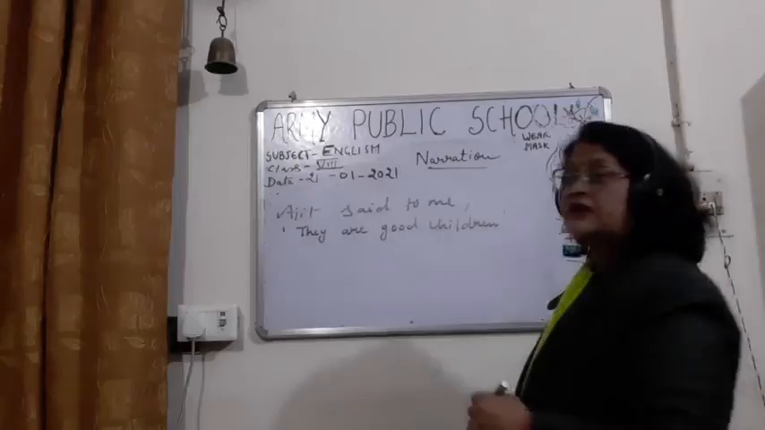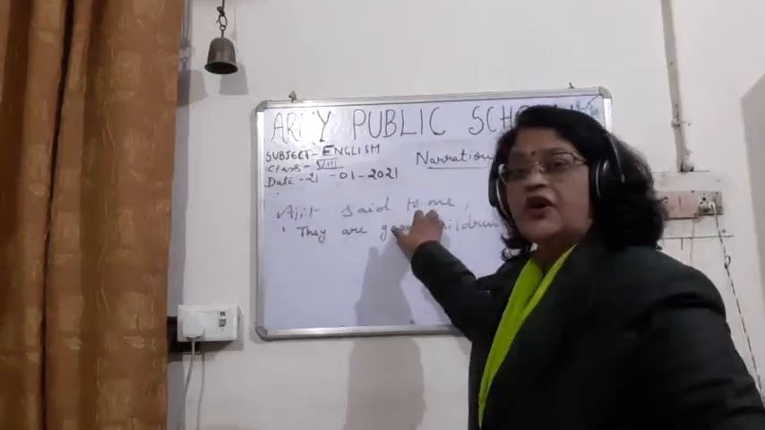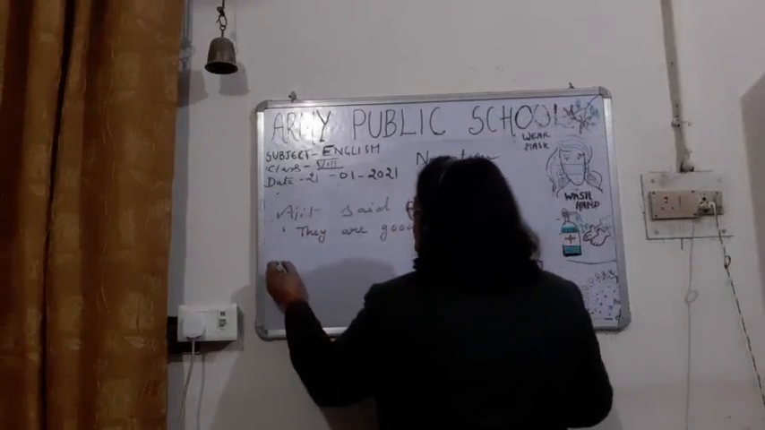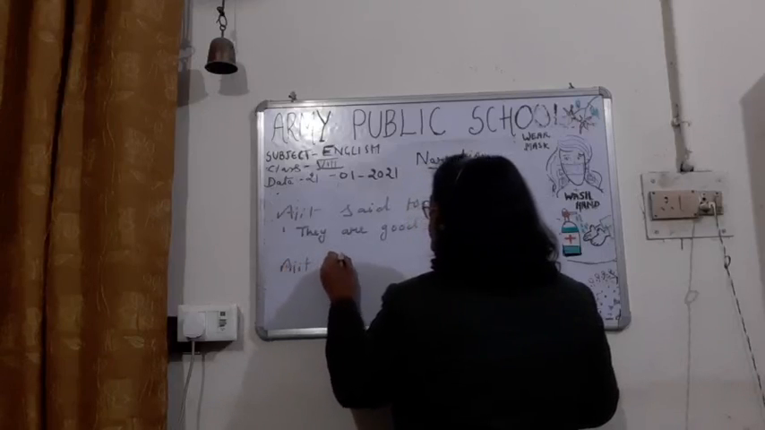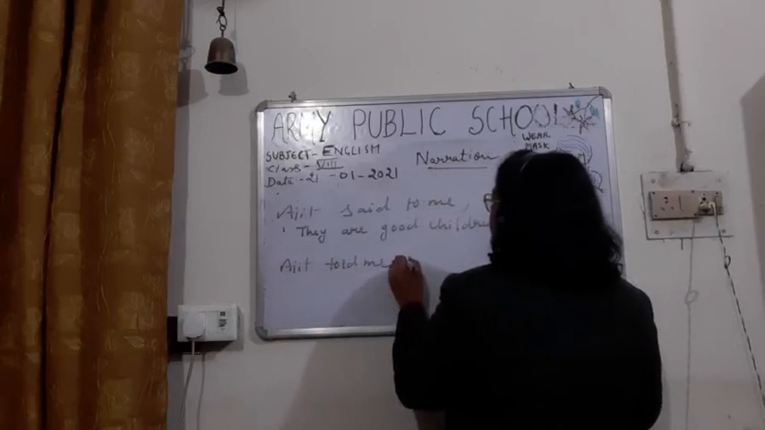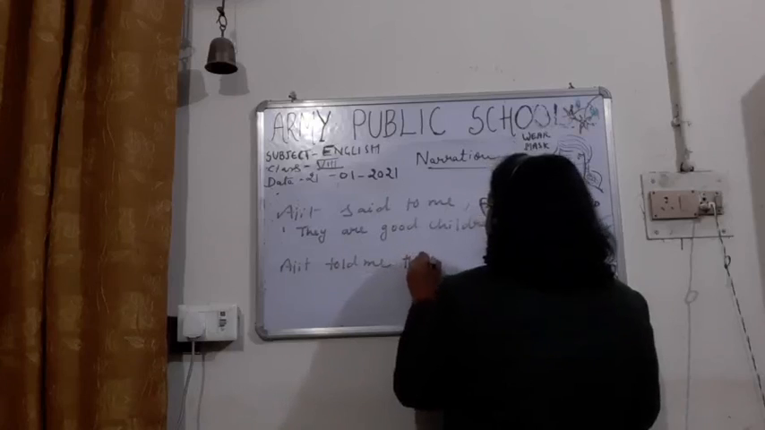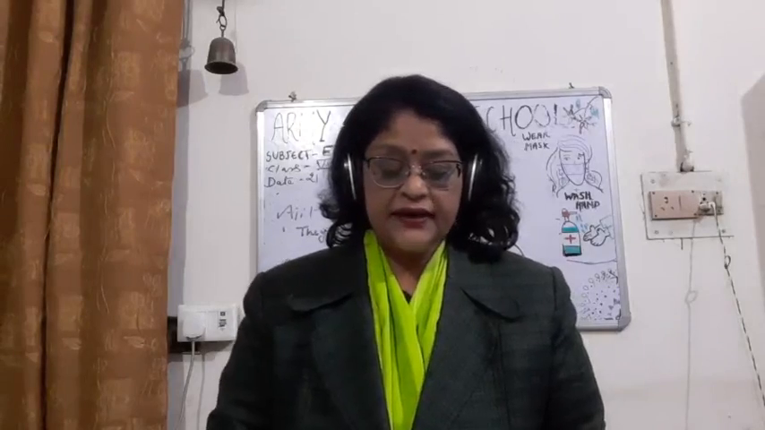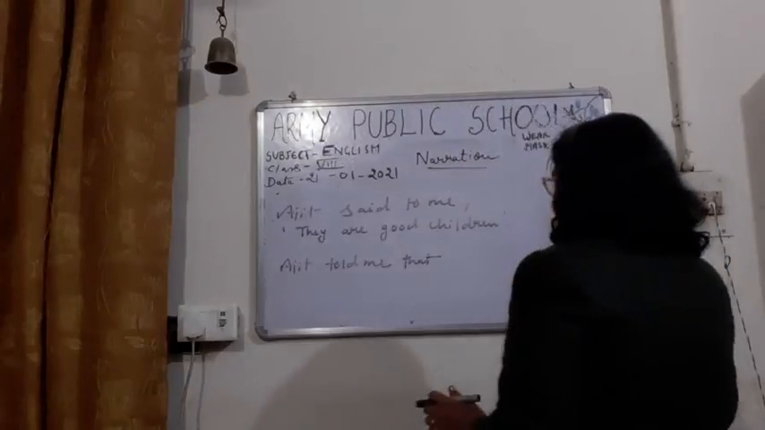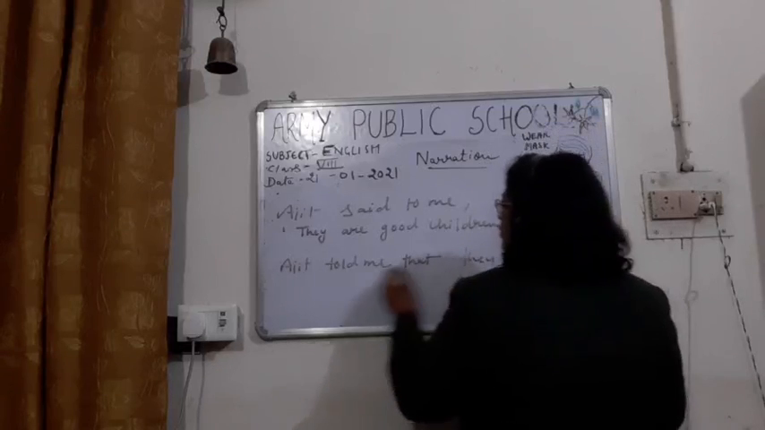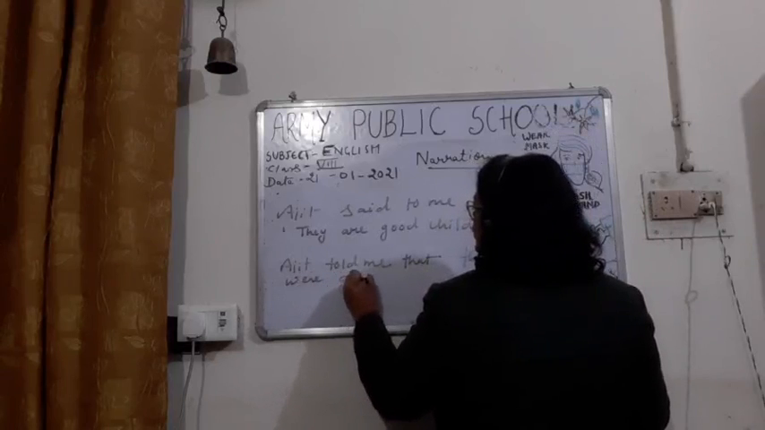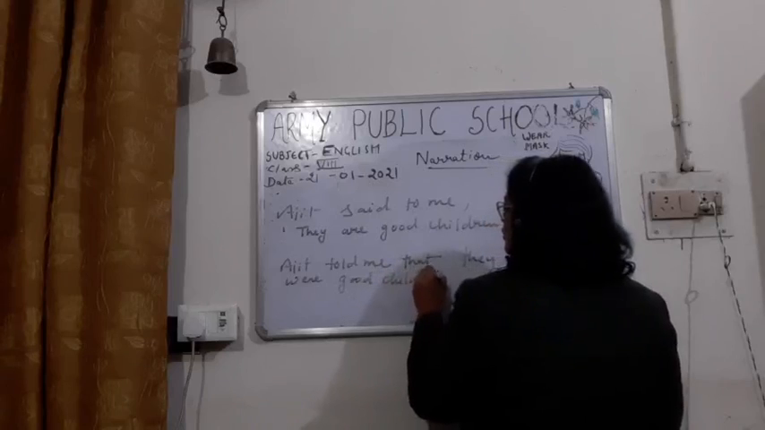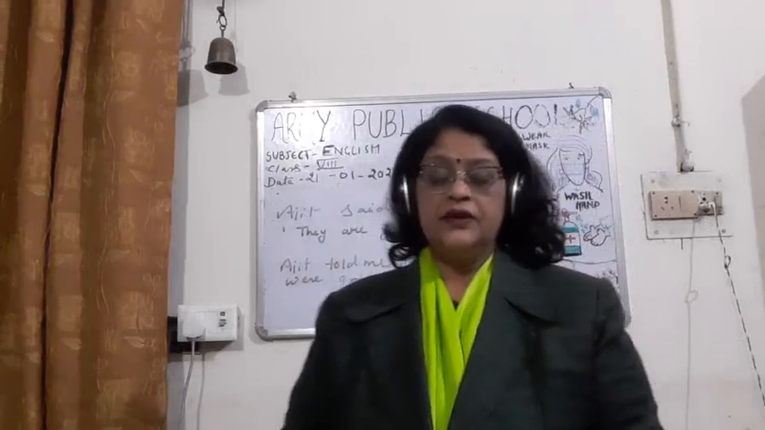Now you can see, children, Ajit said to me. So here the object is there. So what will you write? Ajit told me. Remove the inverted comma and remove the central comma. Add the conjunction that. Now children, if you see this pronoun, it is the pronoun of the third person. So children, the pronoun of the third person will not change. So that they were good children. Ajit told me that they were good children. Okay.